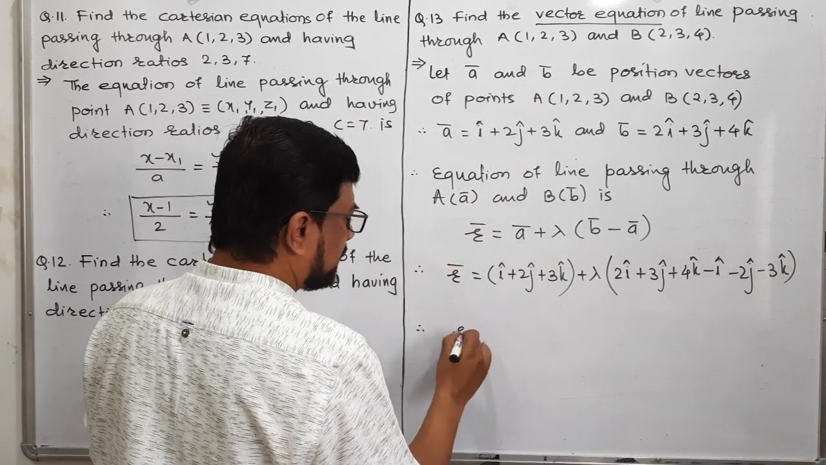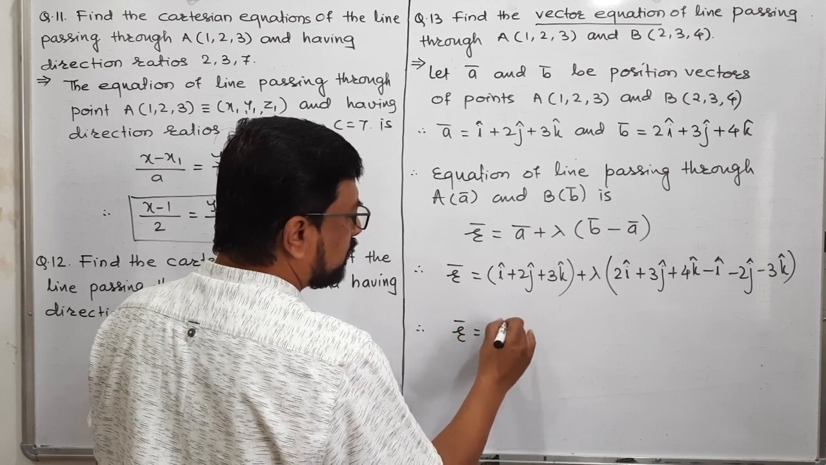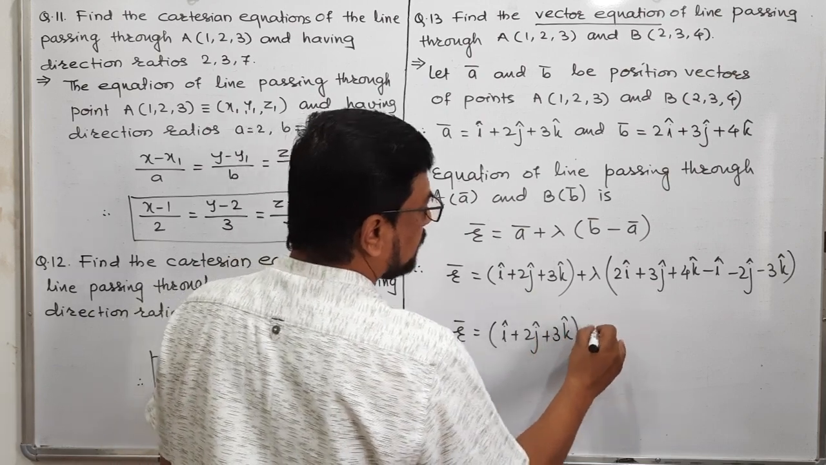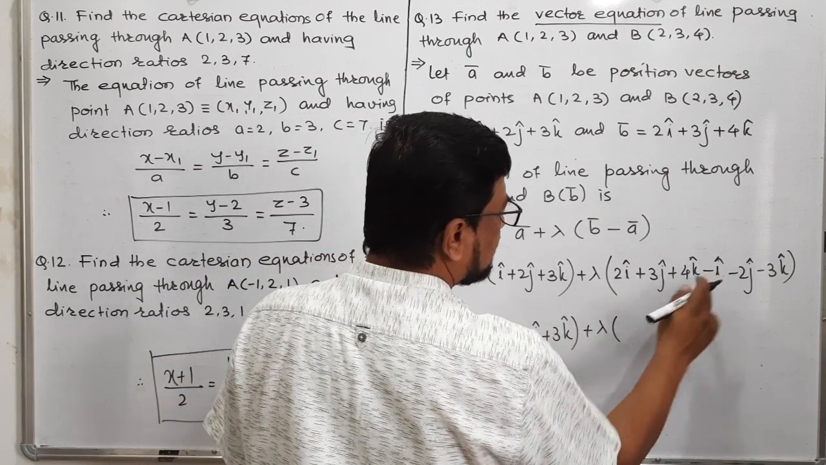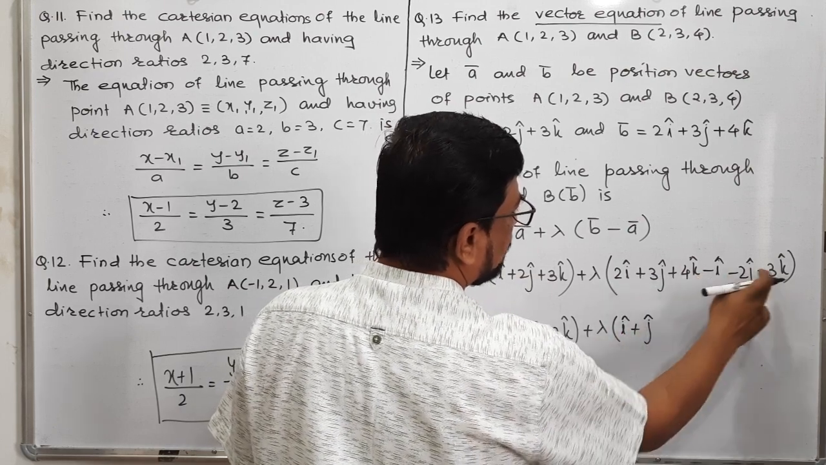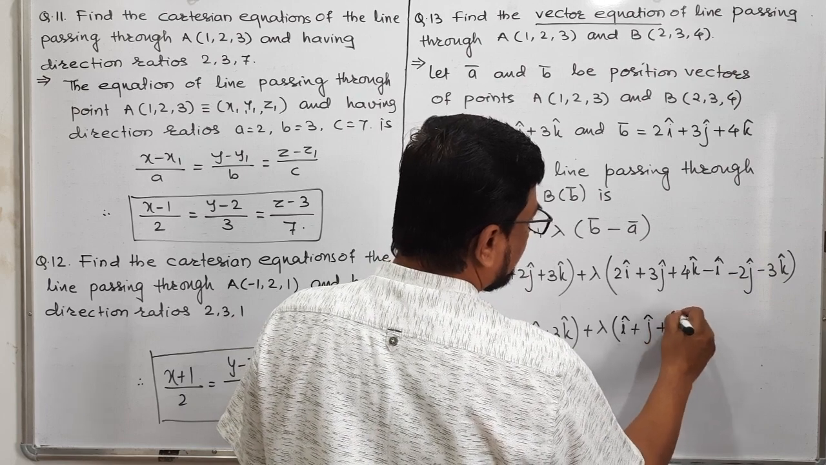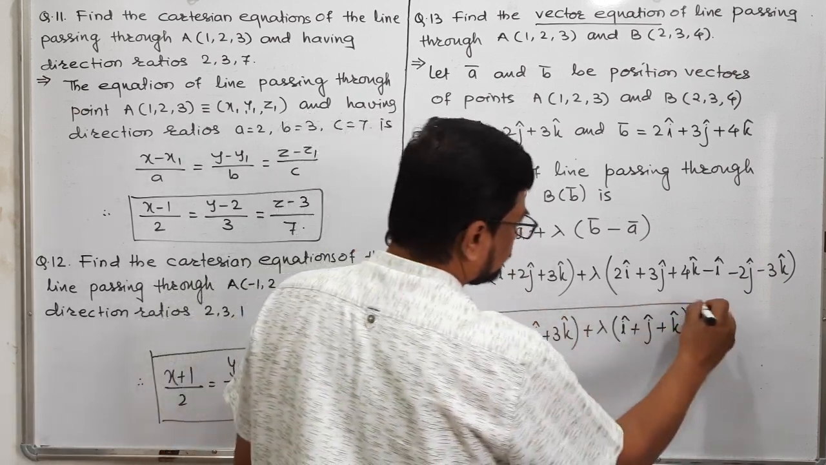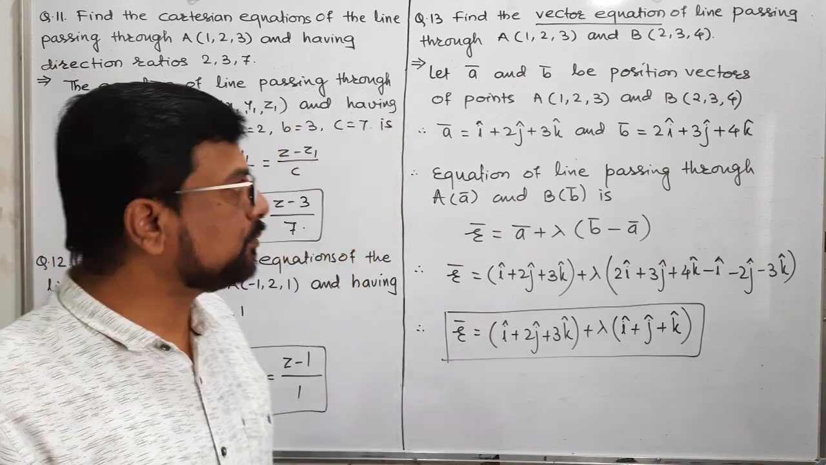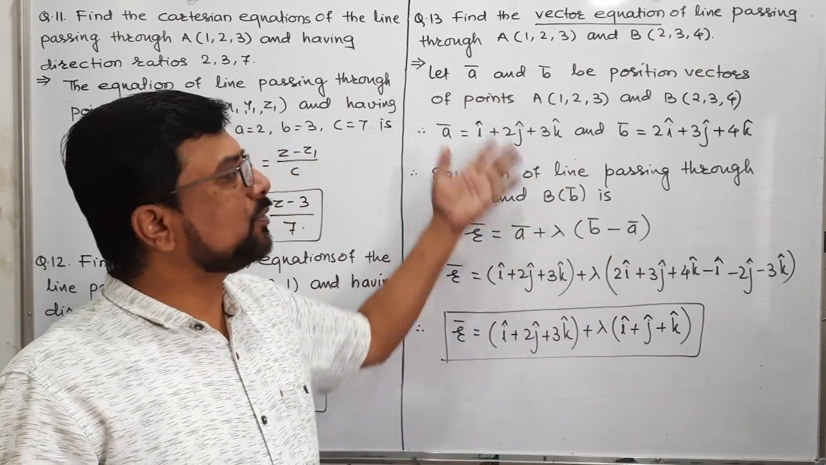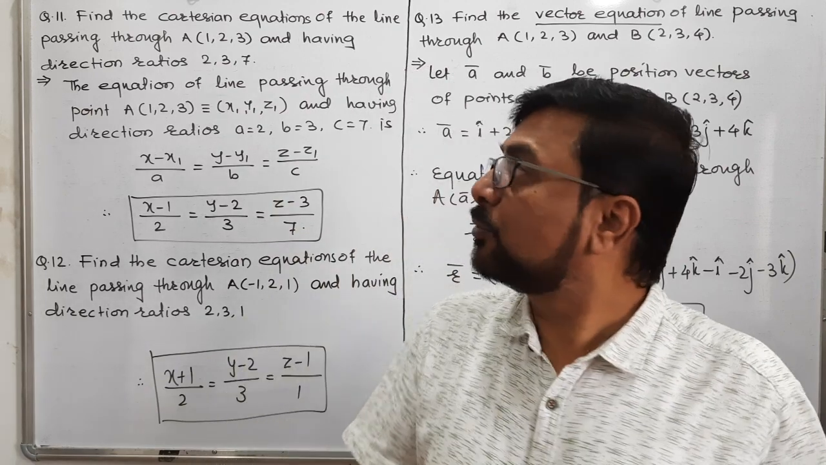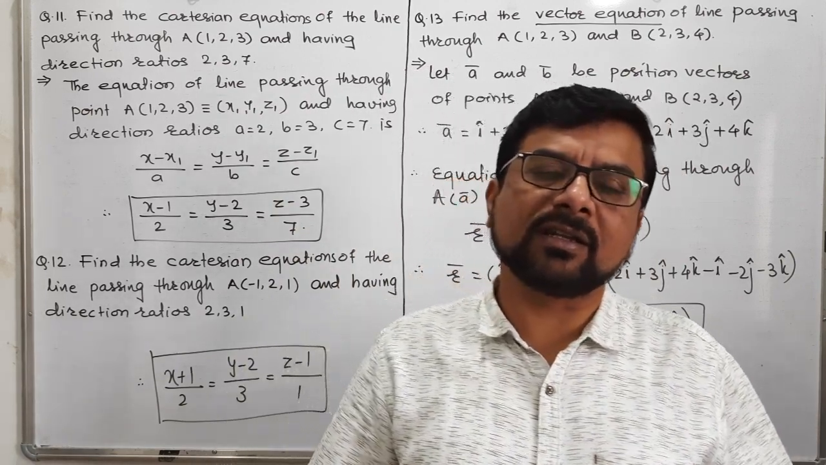Therefore r vector is equal to i cap plus 2j cap plus 3k cap plus lambda into (2i minus i is i, 3j minus 2j is plus j, and 4k minus 3k is plus k). This equation is said to be the vector equation of the line passing through 2 points. Given points are there. Okay. Now in this lecture we'll stop here. From question number 14 we will continue in the next lecture.